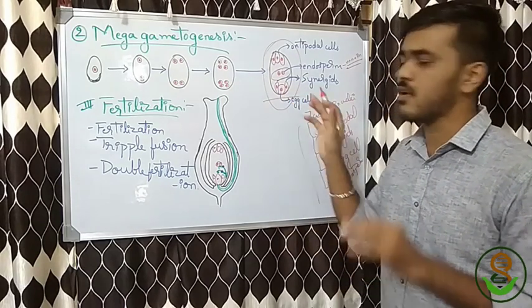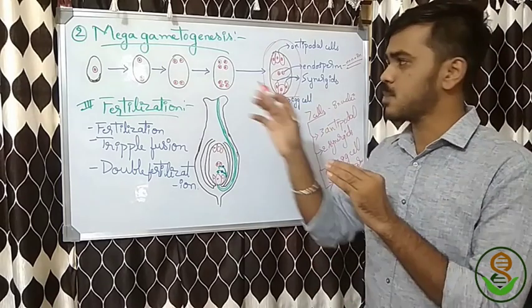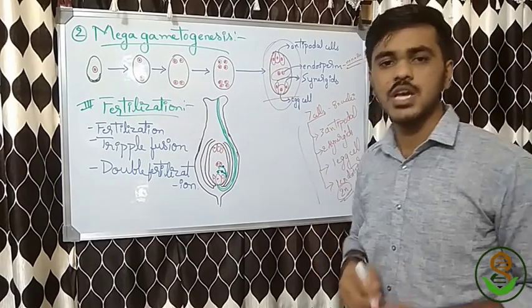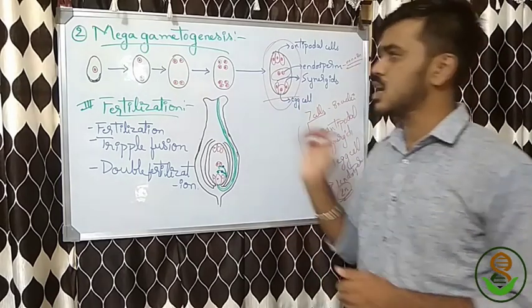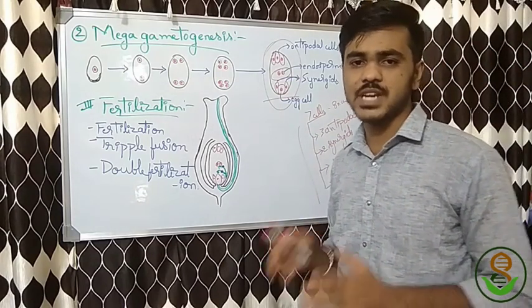This is the process of development of a megagamete, that is the megagametophyte, in the process of megagametogenesis. Now we have completed the process of gametogenesis. Now let's see what happens during the fertilization process.